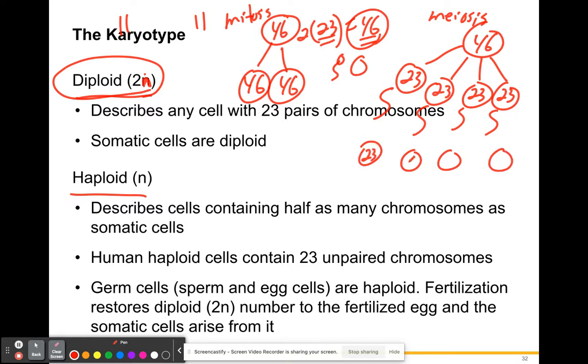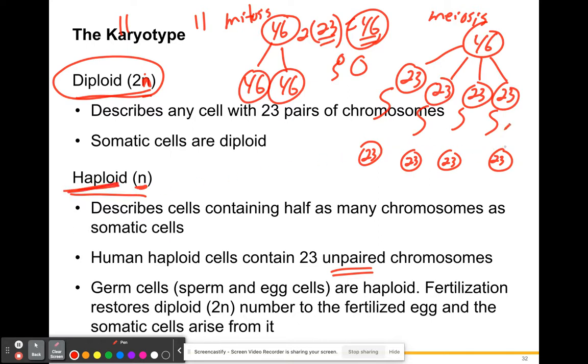And these aren't called diploid because they don't have 46 chromosomes in them. They only have half the amount of chromosomes. They don't come in pairs. They're unpaired. Okay? So we have a different name for them. Instead of 2N, they're just N. And we call them haploid.